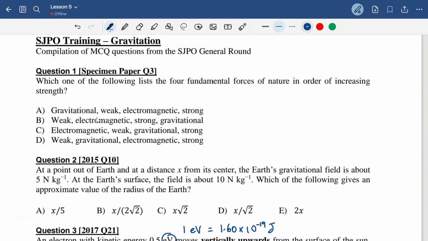So in physics, there are 4 fundamental forces. They just classify all forces under these 4. So there's gravitational force, weak force, electromagnetic force, strong force. In order of increasing strength, you can see the answer is actually just A. So gravitational force is the weakest. Weak force is like forces between molecules. I don't know how to explain it, you don't need to know it also. Electromagnetic force is just your electric forces and your magnetic forces.